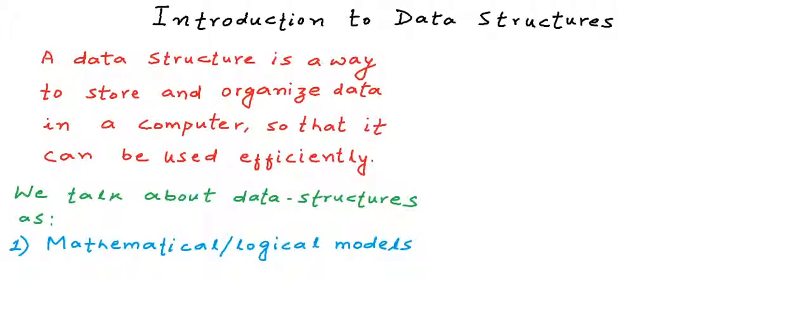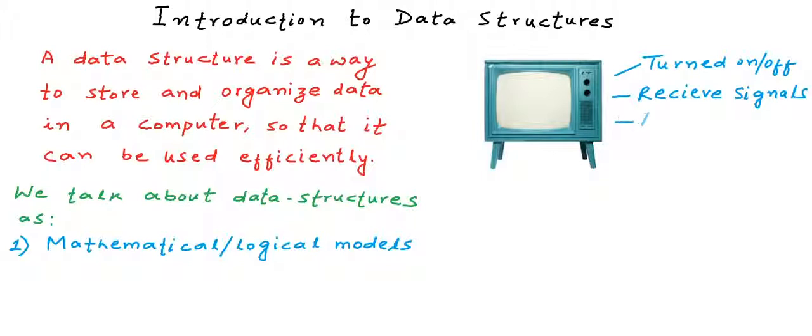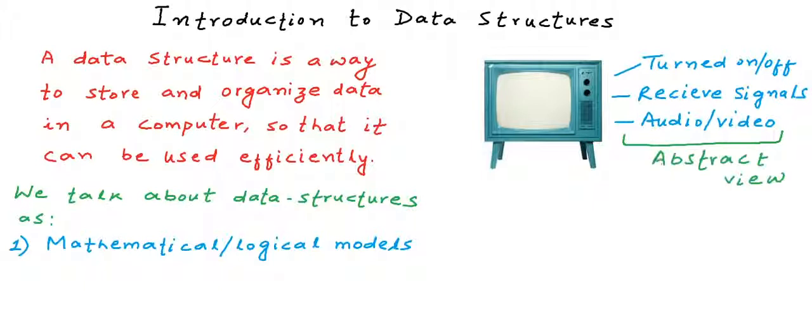An example of an abstract view from the real world can be the abstract view of a device named television: it is an electrical device that can be turned on and off. It can receive signals for satellite programs and play the audio and video of the program. And as long as I have a device like this, I do not bother how circuits are embedded to create this device or which company makes it. So this is an abstract view. When we study data structures as mathematical or logical models, we just define their abstract view, or in other words, we define them as abstract data types.